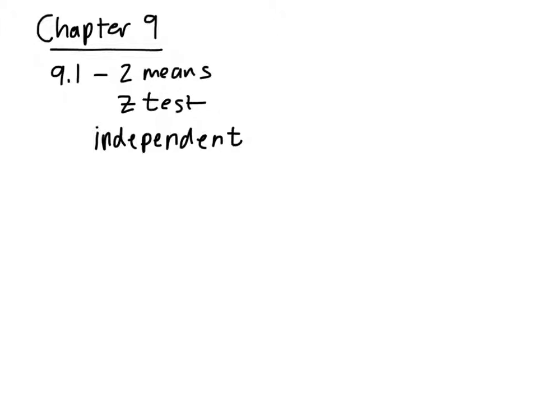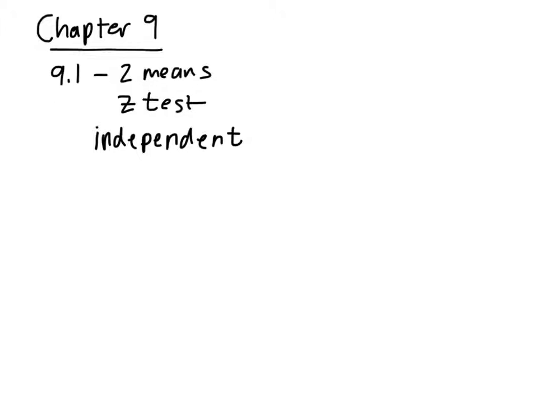9.1 is basically testing the difference between two means using the z-test. The z-test means that we have a population standard deviation for both samples, and that the two samples being tested are independent. So we're going to start out here with a problem using some data that I found.